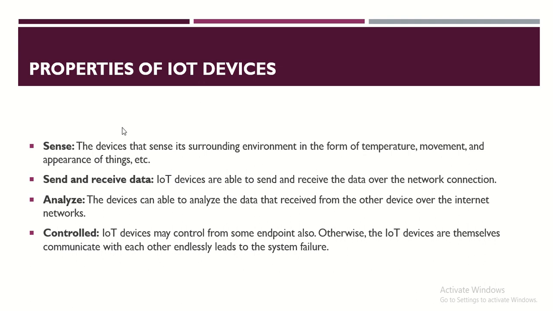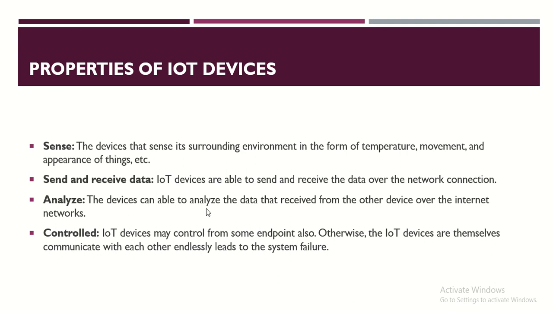So properties of IoT devices: they sense the surrounding environment in the form of temperature, movement and appearance of things, like in the case of Bluetooth Low Energy, movement in terms of an IR sensor, temperature in terms of a temperature sensor. Sense and receive the data. So IoT devices are able to send and receive data over the network connection.